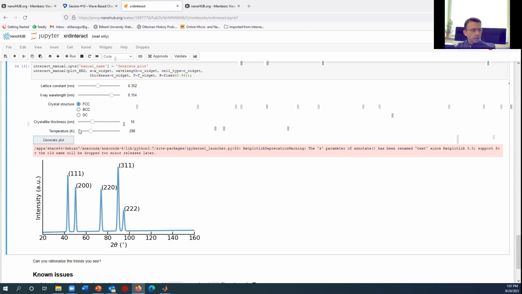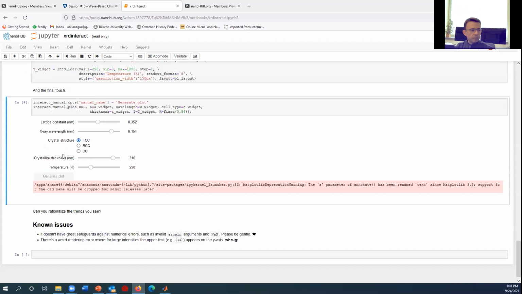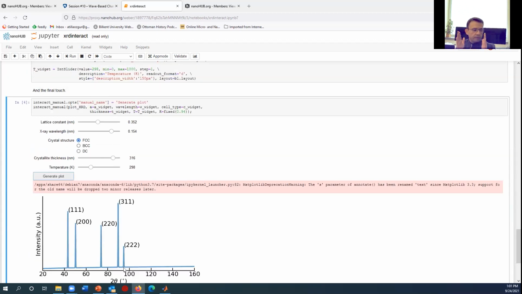Yes. So now we have a little bit more control over the temperature and the crystal thickness. These were already things that we were parametrically playing with, like the lattice constant. But if you look at the crystalline thickness and we just make it 2 nanometers, you see the broadening here. This is the nanoparticle case. Now, if I look at more of a bulk material, you see we arrive at the narrow peaks again.